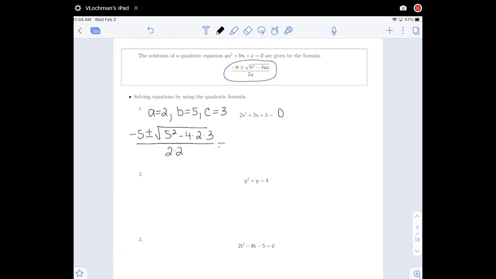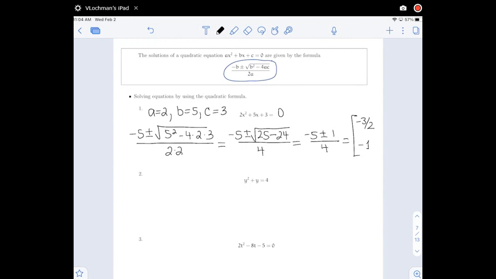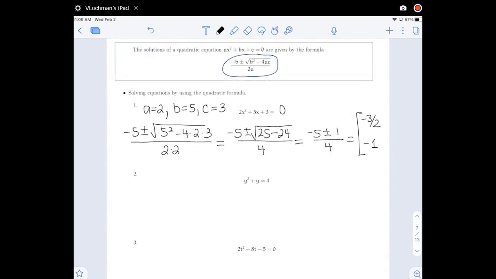Okay, let's simplify this. This is negative 5 plus or minus what? We get 25 minus 24 under this radical, over 4. So this is negative 5 plus or minus the square root of 1, which is 1, divided by 4. Okay, and now we find two solutions. Negative 5 minus 1, that's negative 6, and over 4, that's negative 3 over 2. And then negative 5 plus 1, that's negative 4, divided by 4, that's negative 1. Okay, so for this problem, we have two answers.